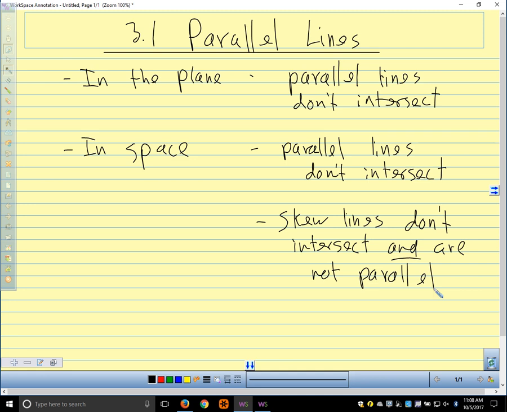If a plane's flying in a level flight overhead, it's not going to intersect a car that's driving down on the ground, but those 2 paths are not necessarily parallel. So we call those skew. So sometimes things are different in 3 dimensions. We have additional things that can happen in 3 dimensions versus 2 dimensions.